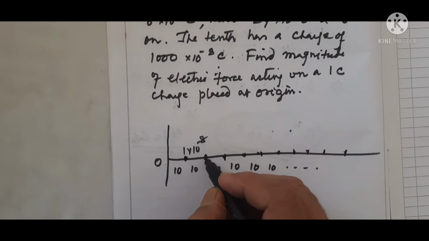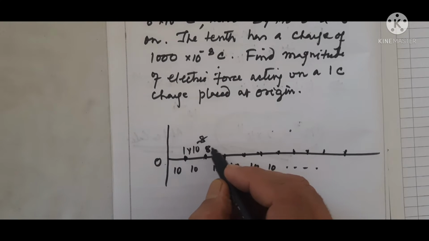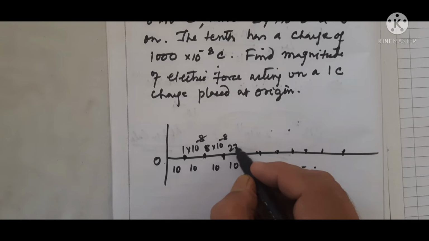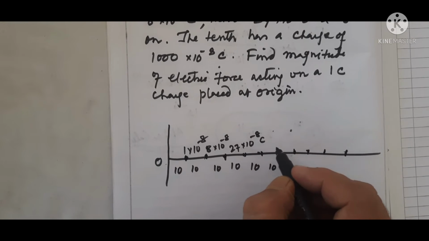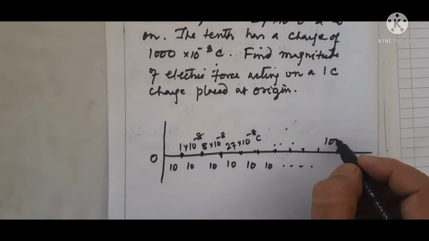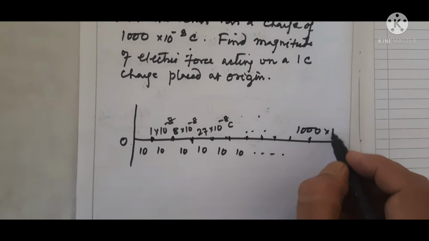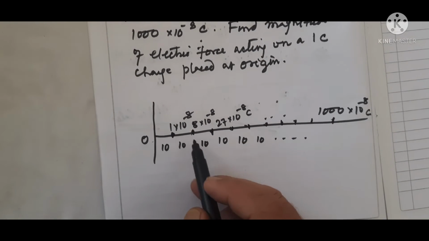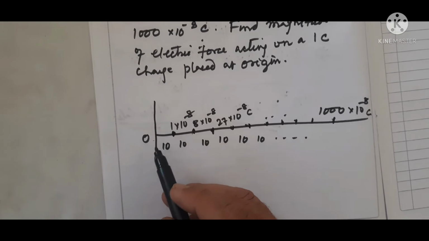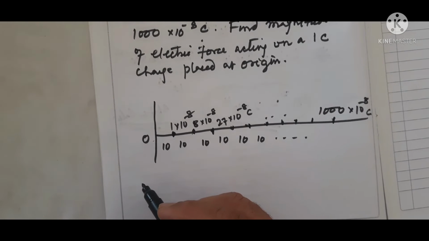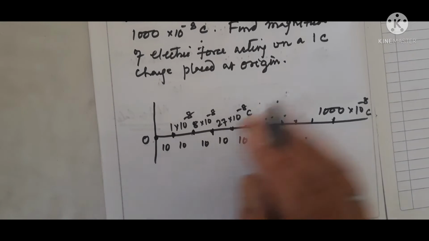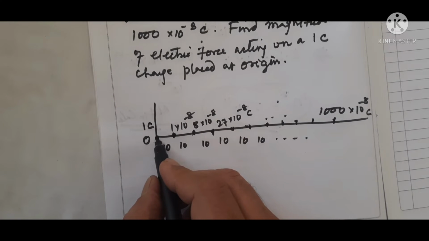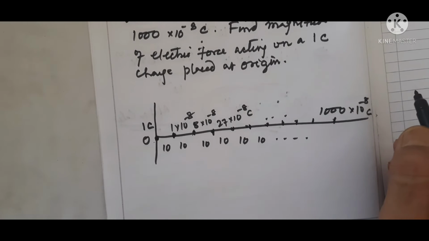Here the charge on this particular particle is 8 into 10 to the power minus 8 coulomb. The third particle has the charge 27 into 10 to the power minus 8 coulomb, and so on. The last one, the 10th one, has 1000 into 10 to the power minus 8 coulomb. Now the total force: if a 1 coulomb charge is placed at the origin, then what will be the total force exerted on this 1 coulomb charge due to the surrounding charged objects?